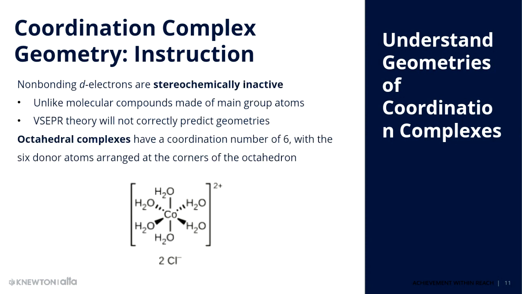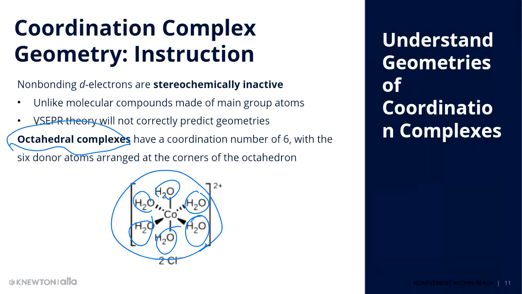So what's the shape of this complex ion? In order to find the shape of the complex ion, you're going to count the ligands. You have 1, 2, 3, 4, 5, and 6. And because it's 6 ligands, the shape is going to be octahedral. So coordination number is 6.